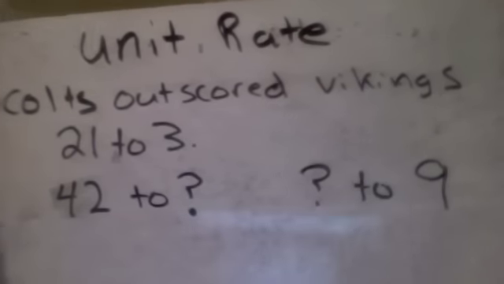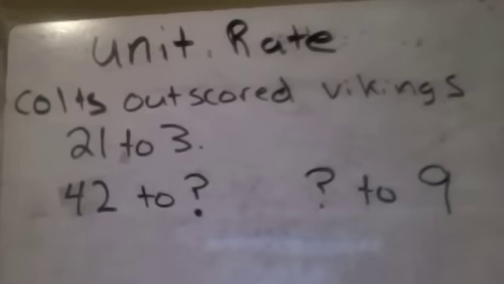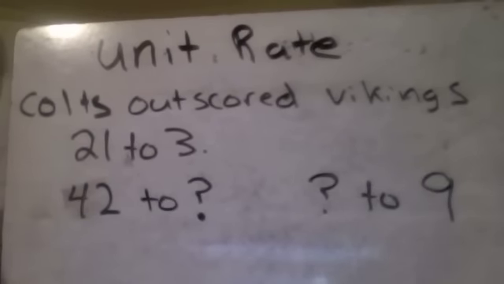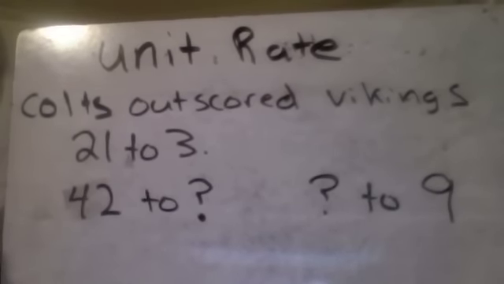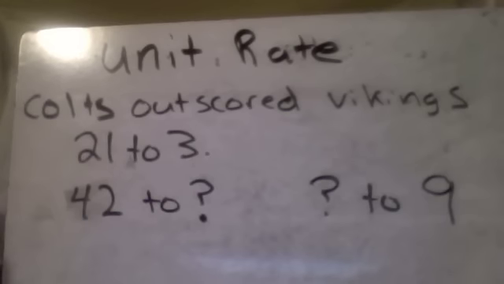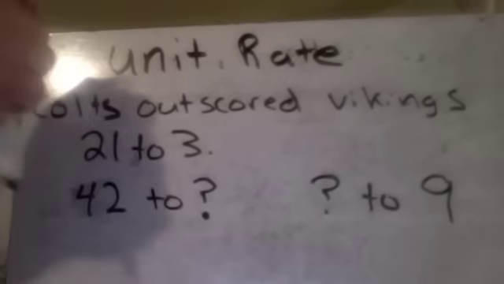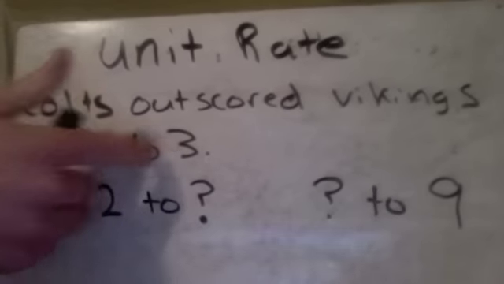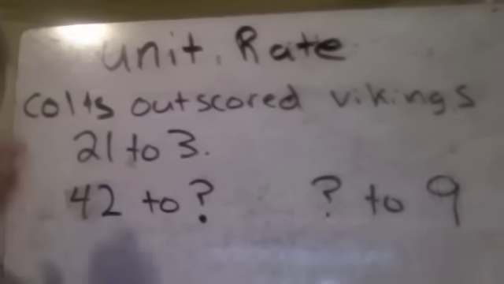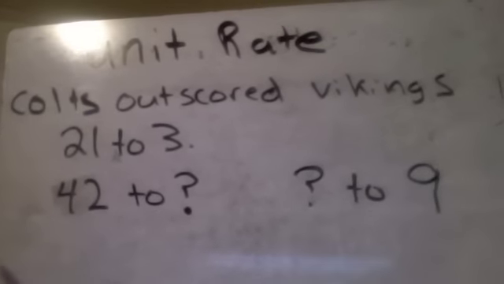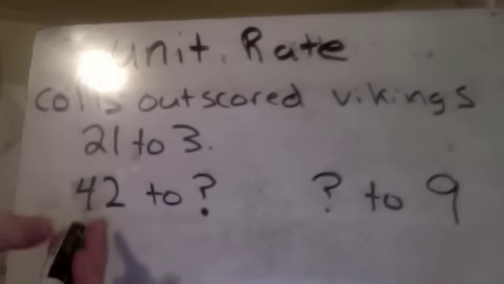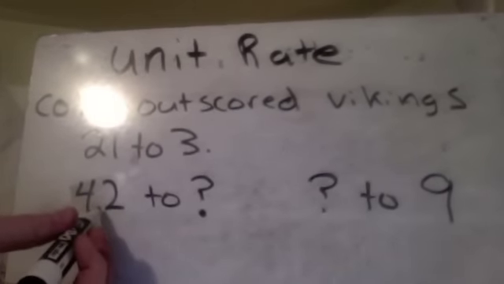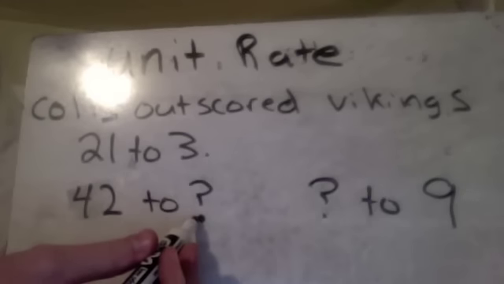Alright, for the last unit rate one we're going to do, we'll use a football example here. We'll say the Colts outscored the Vikings 21-3. Okay, so we have a ratio of for every 21 points the Colts score, the Vikings score 3. So if this ratio continues, I want to answer a couple questions. What's the score going to be if the Colts have 42? What will the Vikings have?